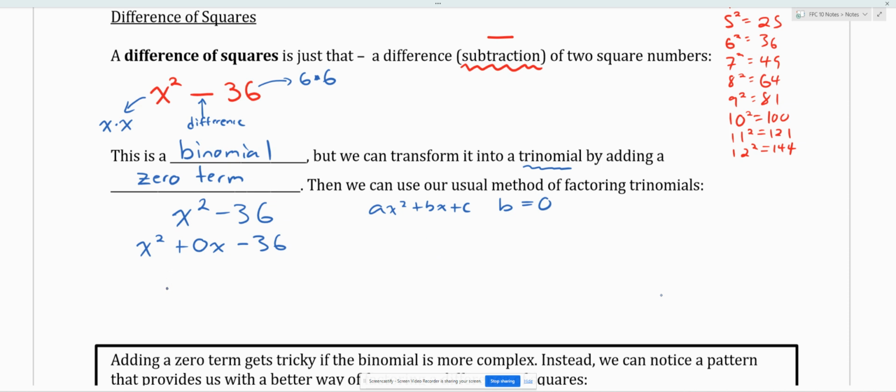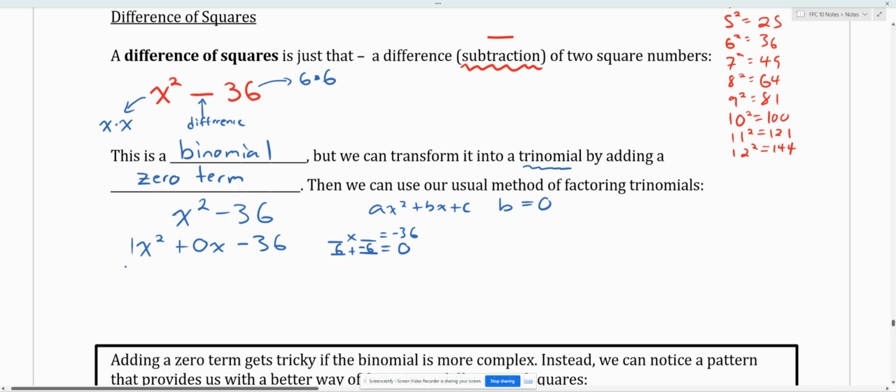Now, we can factor this. We know right away that we can find our magic numbers. We have a leading coefficient of 1, so we can use the shortcut. What two numbers multiply to give me negative 36? And also, this is where the zero term comes in, sum to give me 0? Well, we know what those are. It's 6 and negative 6. That's the only way we're going to get that to work out. We need 6 and negative 6.